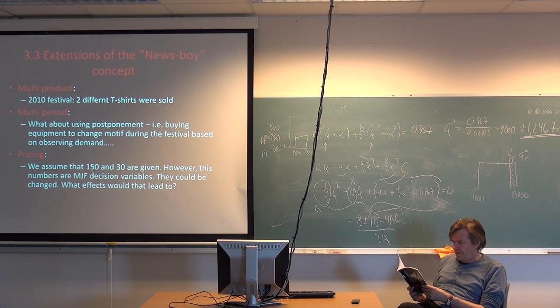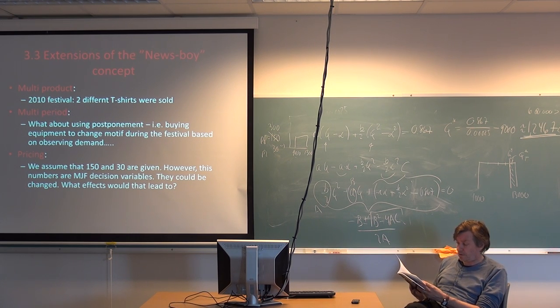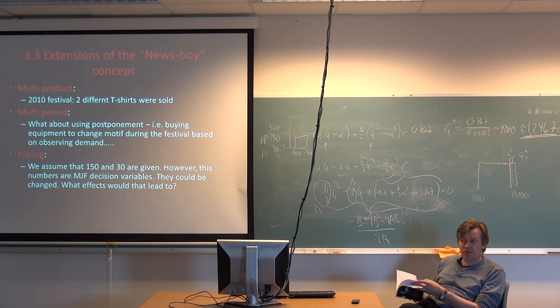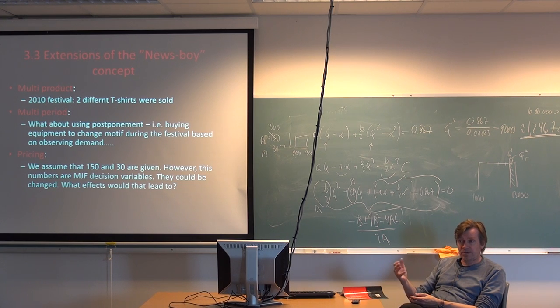And there is a paper by Petruzzi and Dada. Let's see if we can find the title of it. It's called Pricing and the Newsvendor Problem: A Review with Extensions. It was published in a very distinguished journal called Operations Research back in 1999. So if you are really interested in this, you can read this article. But this is, of course, not related to events at all. It's just a mathematical discussion and description of various methods in different directions.